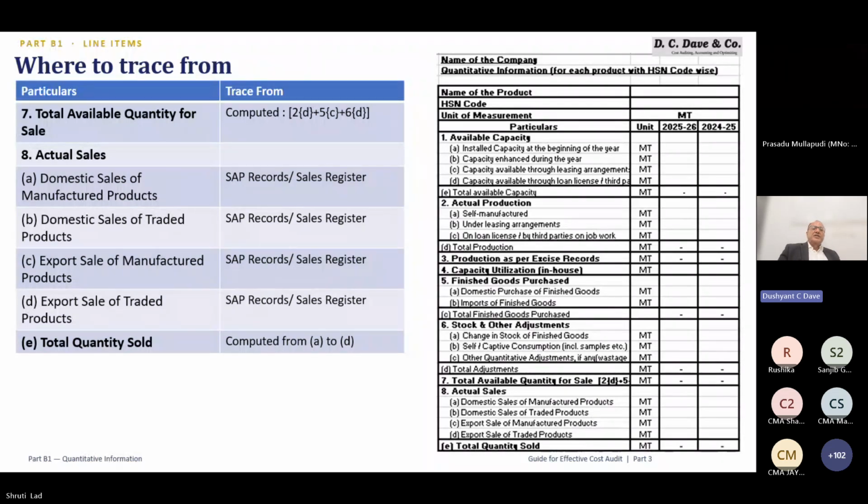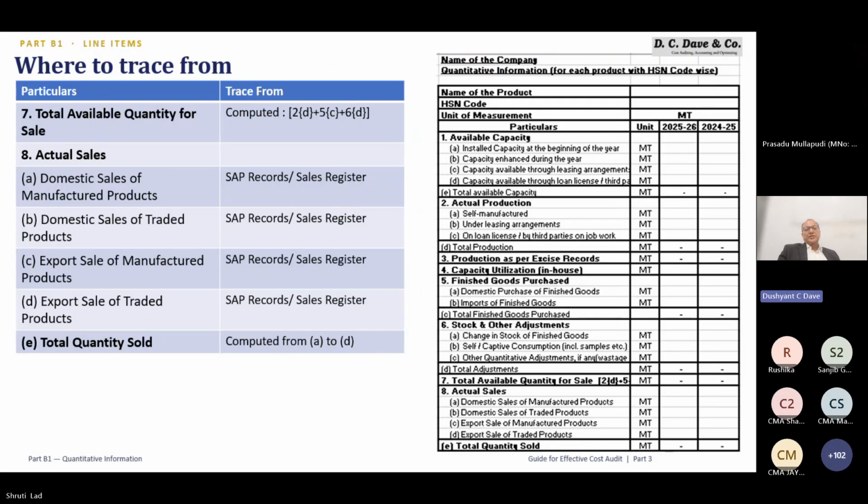And out of 115,000 units, you did a sale of 90,000 units. And then you did a captive consumption of 3,000 units. So closing stock should be 115,000 units minus sales of 90,000 units minus captive consumption of 3,000 units, so closing stock should be 22,000 units. Now, if SAP shows 21,400 units, the difference of 600 units cannot simply be ignored. So every quantity difference will require an explanation.